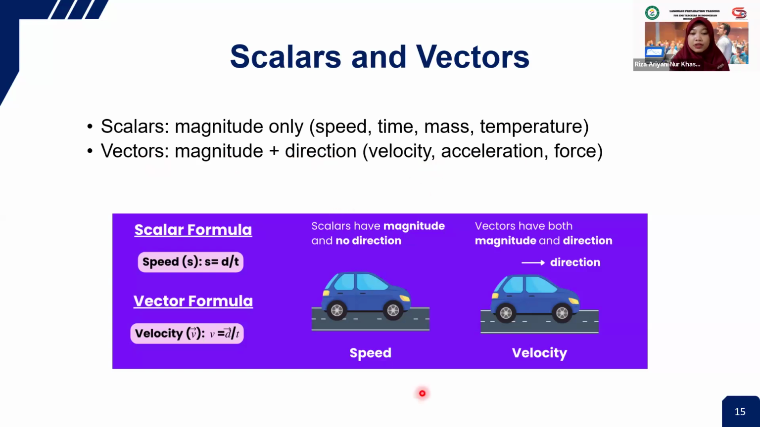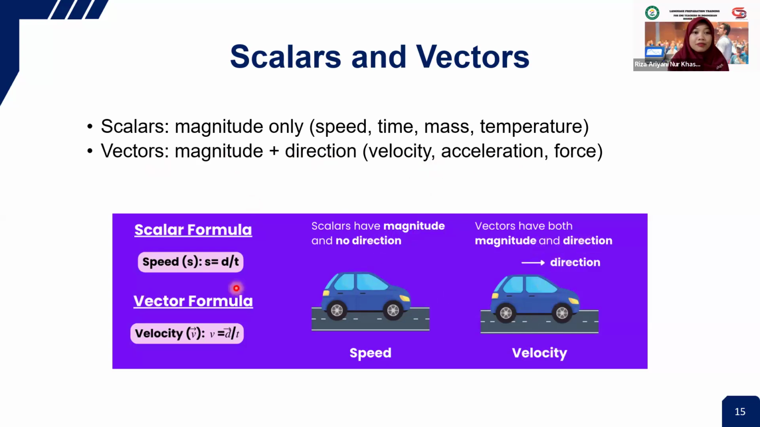You can see from these figures, there are two cars, but the first car shows speed only. Speed has magnitude only, no direction here. But for the second figure, the second car, it has an arrow. It means the direction of the car, okay? So velocity is a vector because it has magnitude and direction.